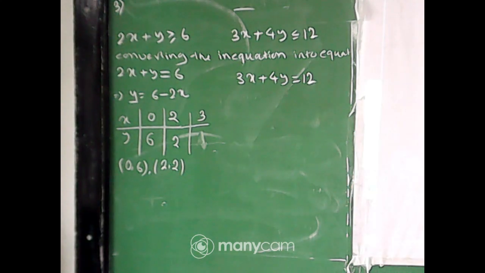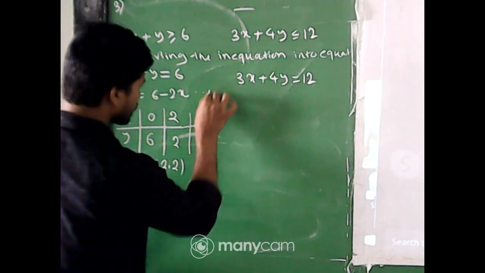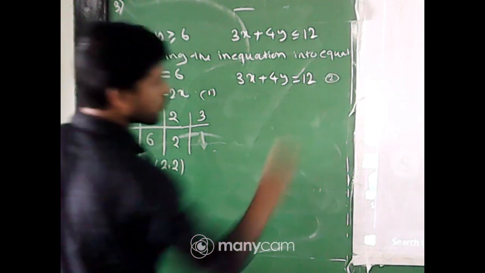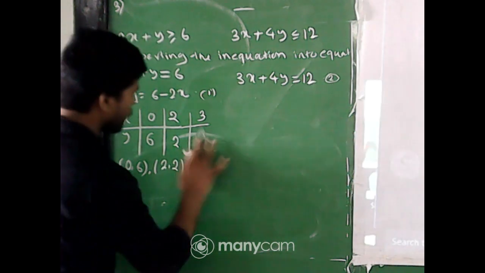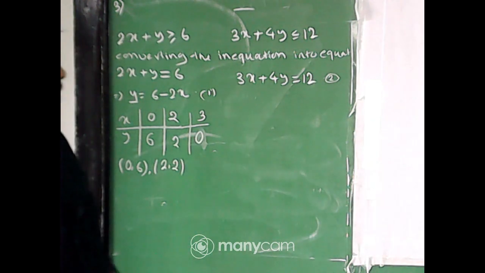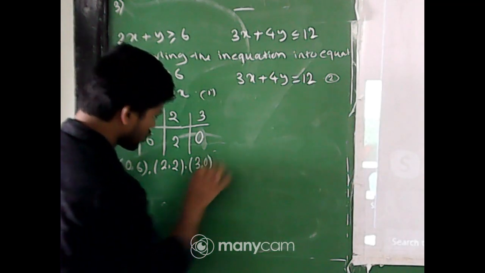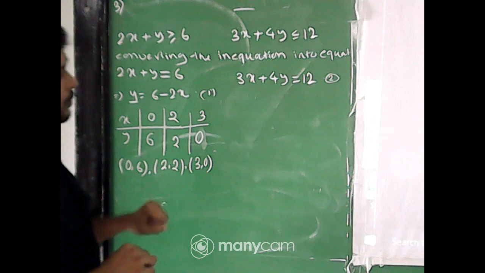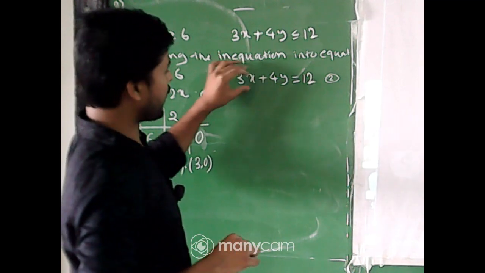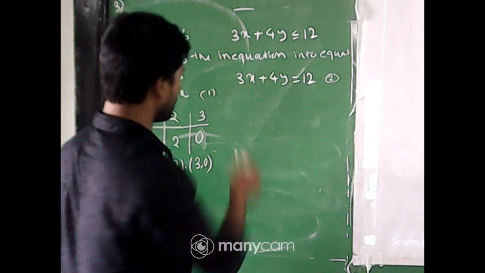If I put x equal to 3 in equation number 1, this is our equation number 1, this is our equation number 2. Yes, value of y will be 0. Very good. Okay, so we have 3 solutions from equation number 1. Similarly, we'll find out 3 solutions from the second equation. Okay, so let's start it.